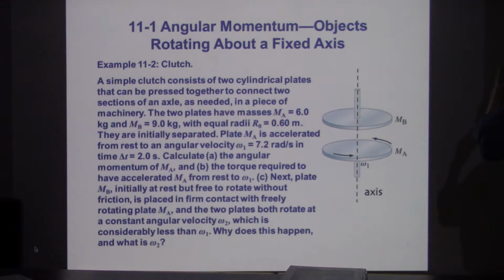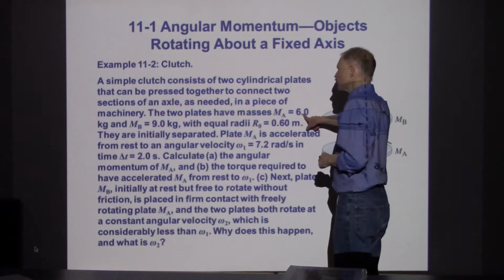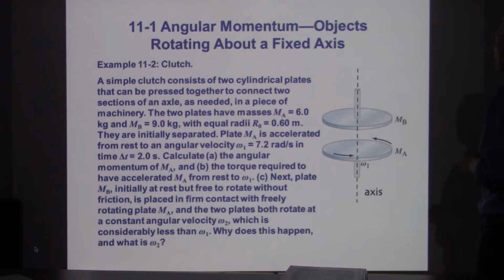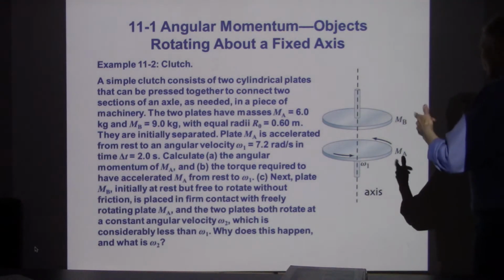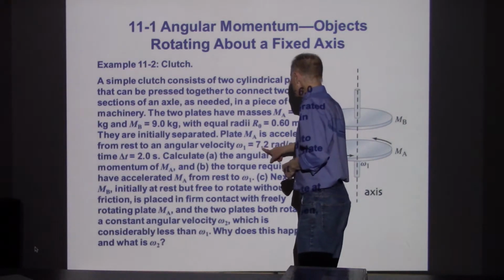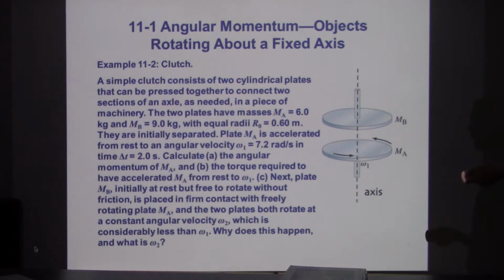Now, what numbers have they given us here? The two plates each have a mass of 6 kilograms. Oh, no, it's 6 and 9 kilograms. Sorry, but they have the same radius. That's 0.60 meters. That's 60 centimeters, and that is a radius. It's not a diameter. Plate M is brought up from rest to an angular velocity of omega 1 equal to 7.2 radians per second. And that all happens in 2 seconds.